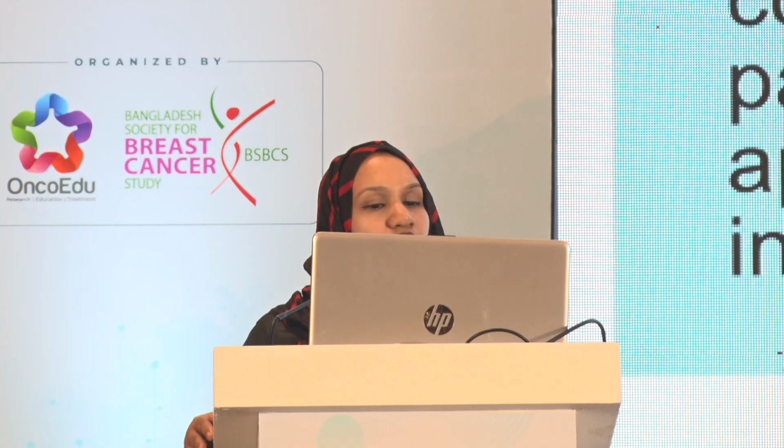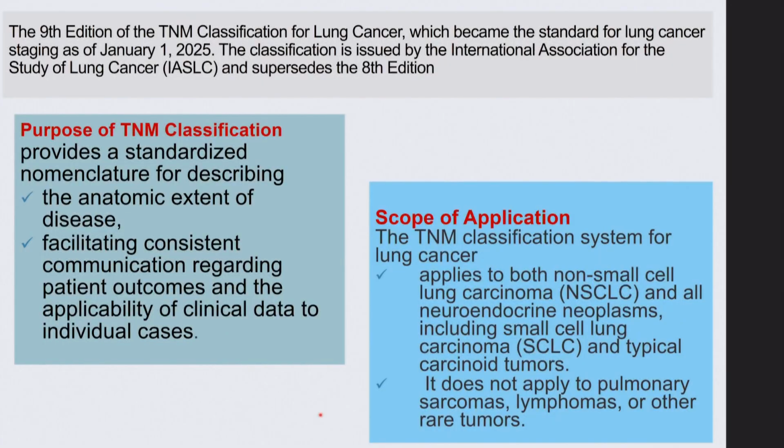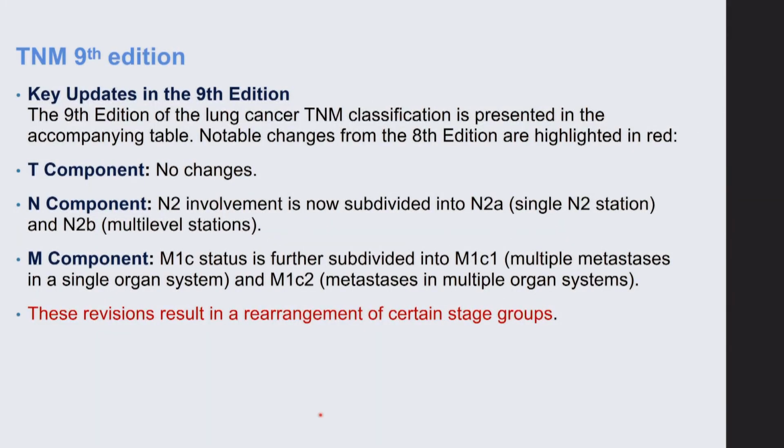The 9th TNM classification for lung cancer is now used for imaging, and it provides a standardized nomenclature for describing the anatomic extent of the disease, facilitating consistent communication regarding patient outcome and the applicability of clinical data to individual cases. This applies to both non-small cell and small cell lung cancer, but it does not apply to pulmonary sarcoma, lymphoma or other rare cases. From the 8th TNM to the 9th TNM, there is no significant change. The T component has no change, the N component has a little change, and the M component has a little change.